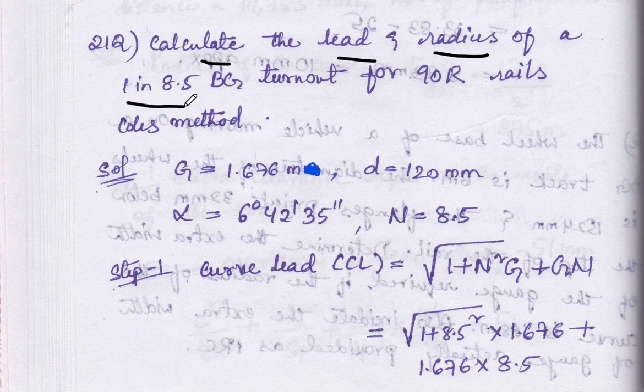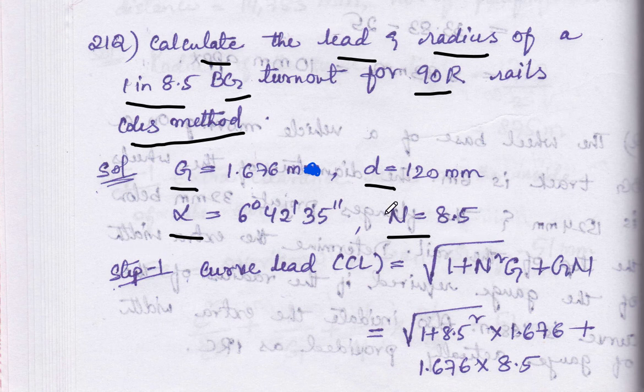What are the given parameters? Slope is given for BG track and turnout. Radius is given as 90R, and capital G is termed as gauge. D is diameter, alpha is the angle of crossing, n is slope value. What method do we have to use? We have to use Cole's method. Okay, now start with the solution.